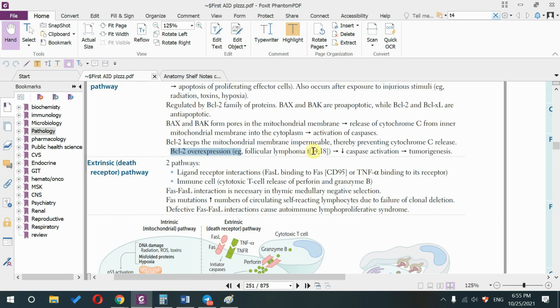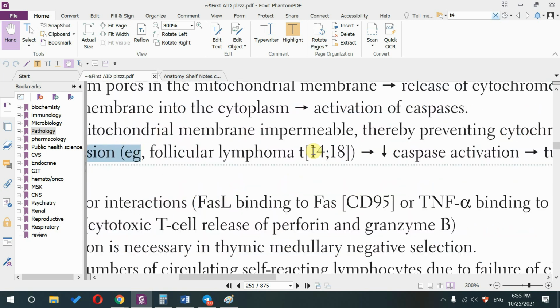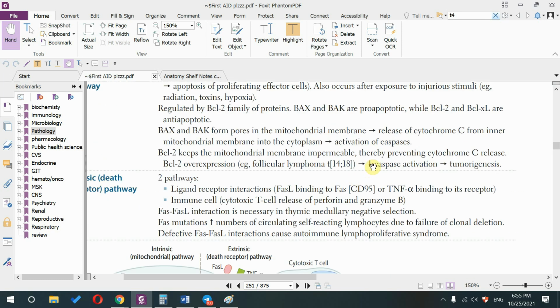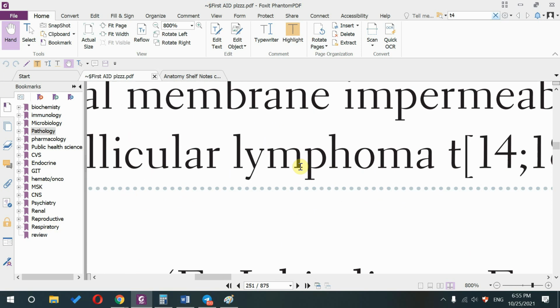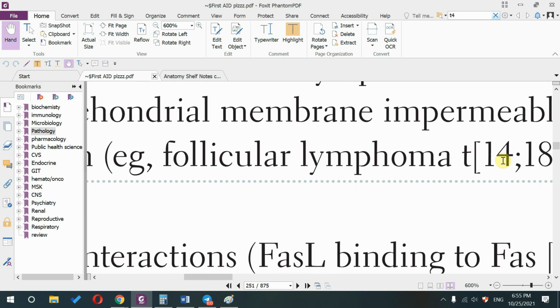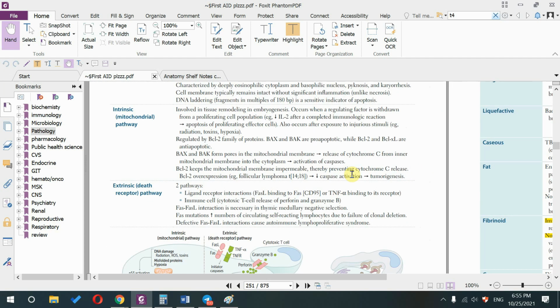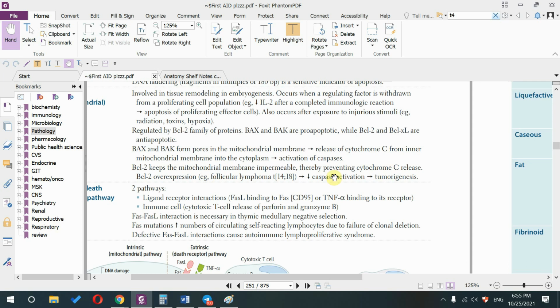lymphoma. So, I hope you remember that follicular lymphoma has this translocation that we'll speak about when we do hematology. It's the 14;18 translocation. Okay, so yeah, I used to have a problem remembering which number it is, so I told myself it's like 14 follicular. Okay, hope that helps.